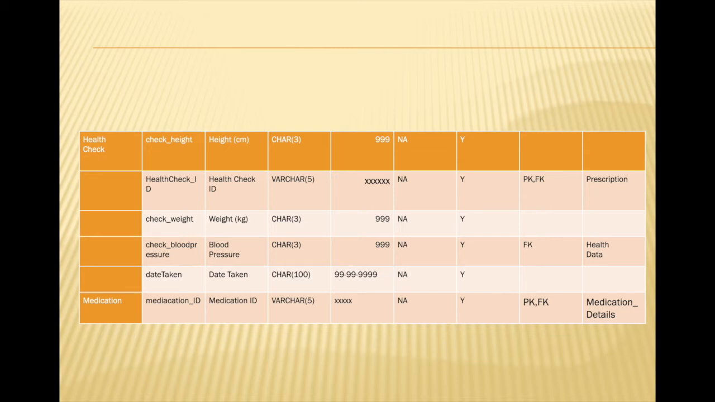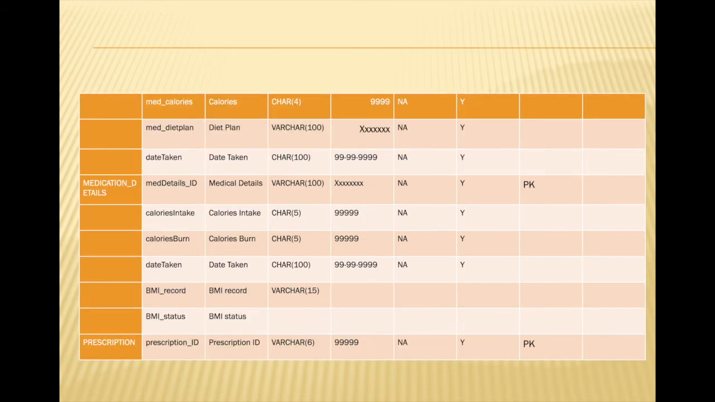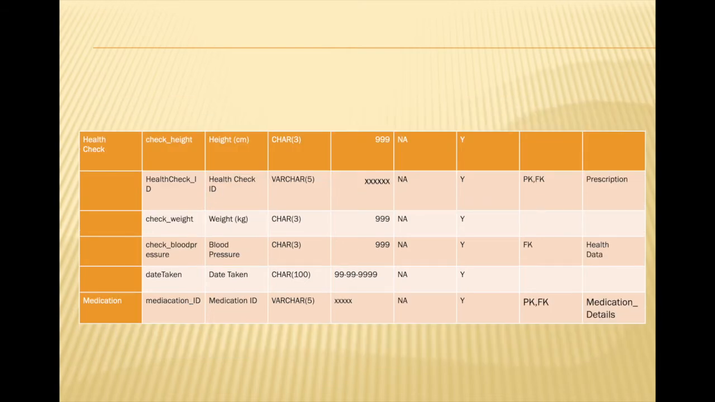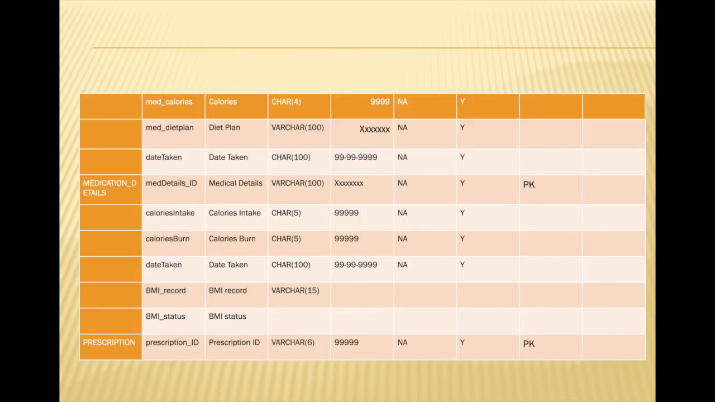So the medication table has medication ID, medication calories, medication diet plan, and date taken. All of it are required to fill, including the data for health check. So in medication table, the foreign key and primary key is medication ID that is related to medication details.